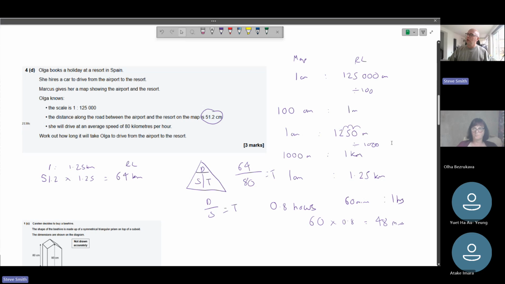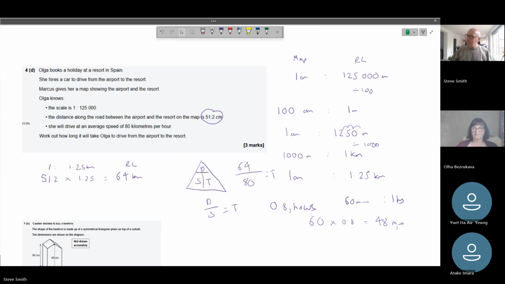So we started with the scale. We shrunk the scale down till we found out what it was in real life in relevance to what it was asking us. It was asking in kilometers, so we worked it out in kilometers. And then we could use our kilometers here to find out how far it was in real life. So it's 64. Then we grabbed the distance, speed, time triangle, took the 2 we needed to find out the third, did the sum, and we've got 0.8 hours. Ultimately, it's the right answer.